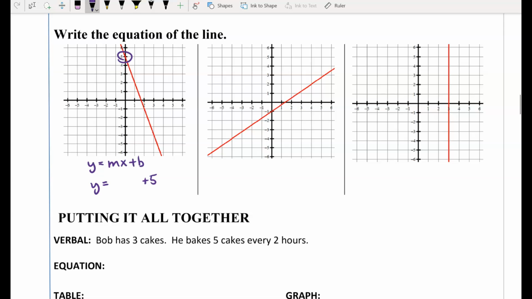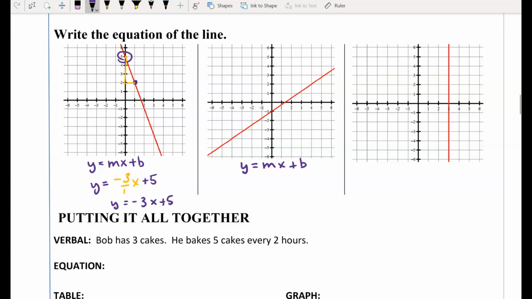Now I need to look on that line to see where it crosses the grid again, and it looks like it crosses right here. So let's count that triangle. It's a downhill line, so we know we have a negative slope. From the y-intercept we're going down 1, 2, 3, and we're going to the right 1. So my slope is -3 over 1 times x. Now we don't usually write our numbers -3 over 1, so we'd probably simplify that to y equals just -3x plus 5.